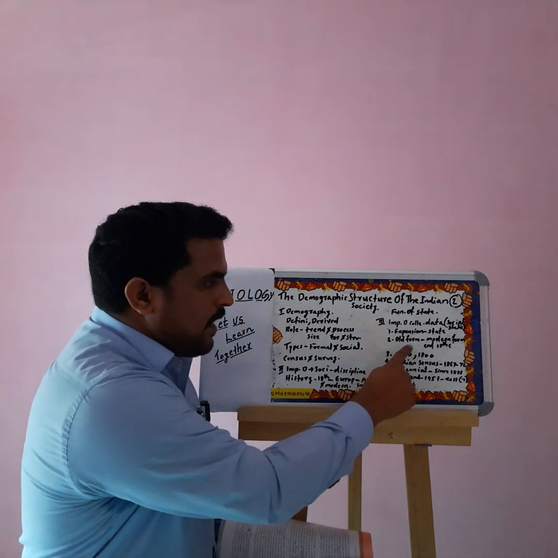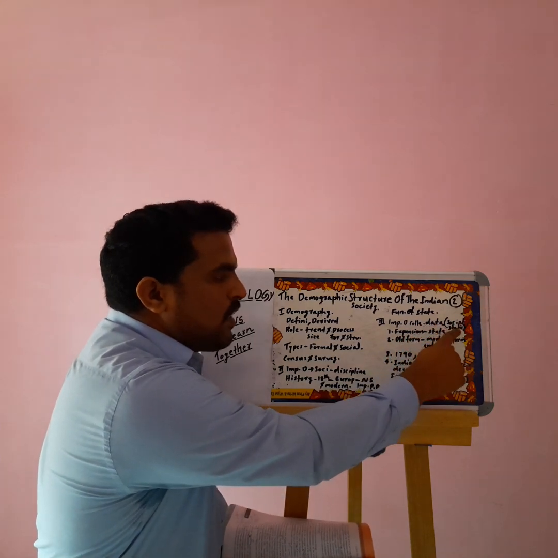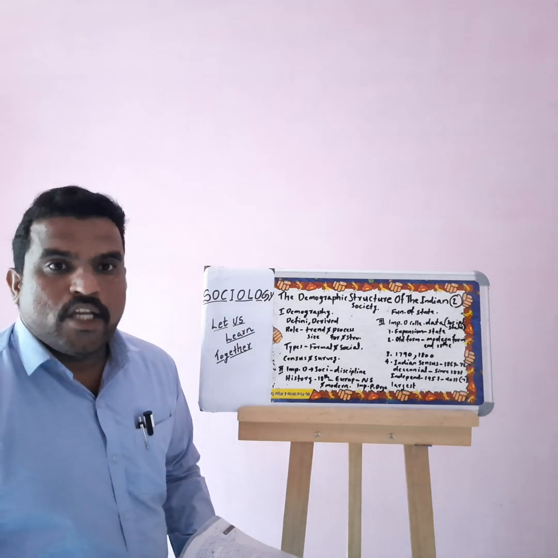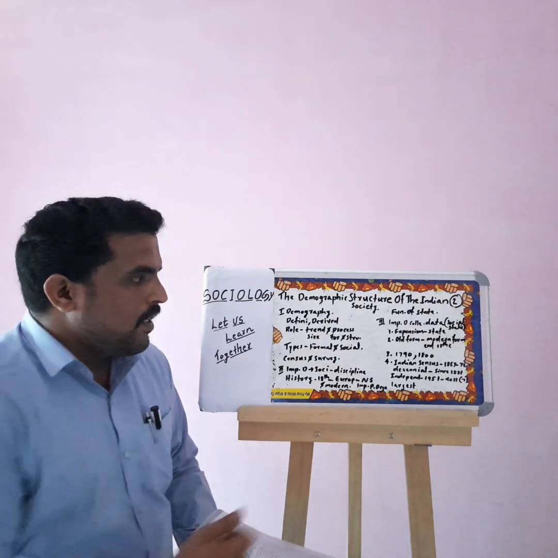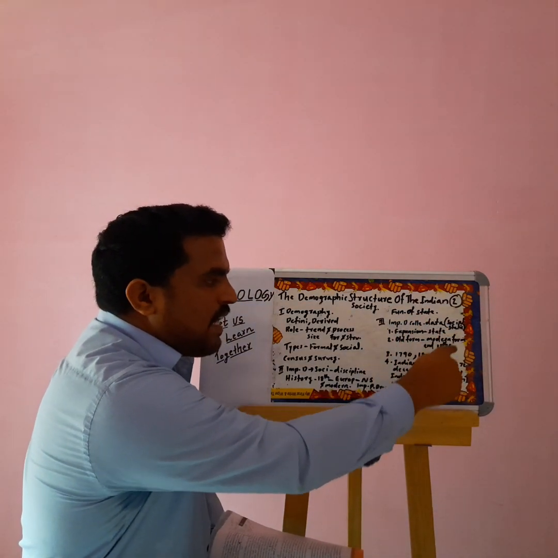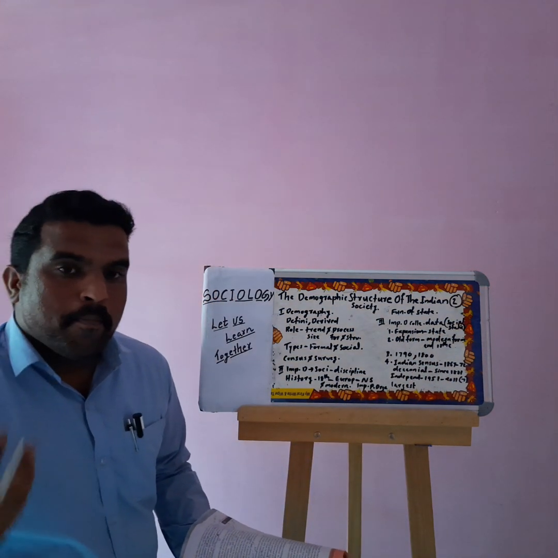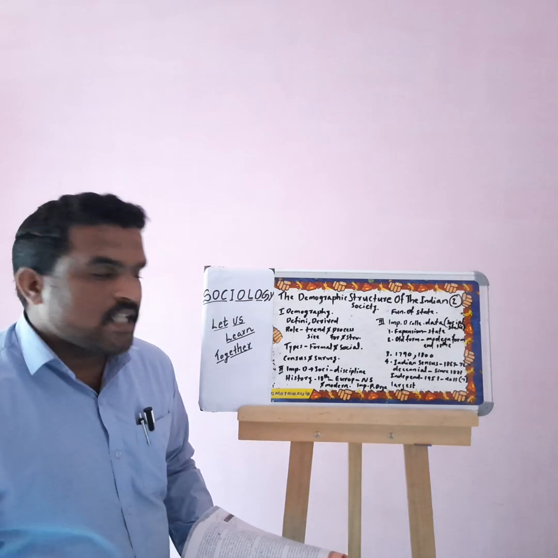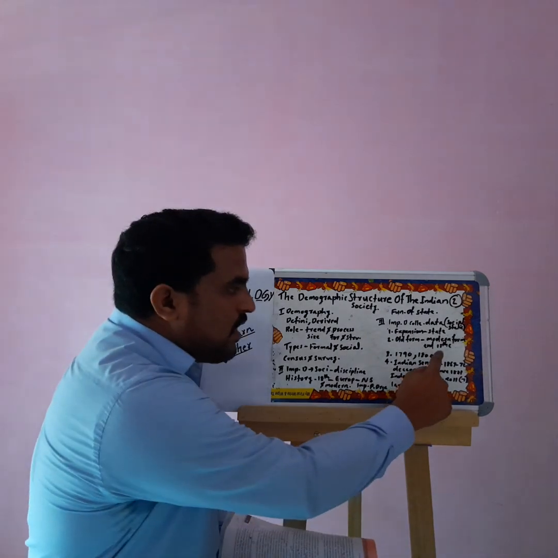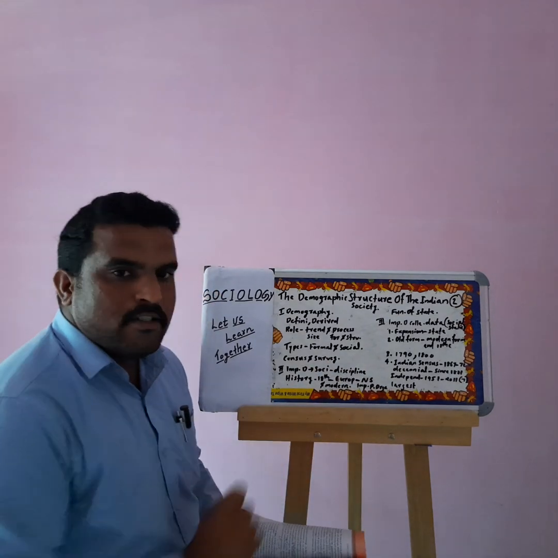Second point, this demographic collection of data, social statistics, has an old form. In the past also, it was there in our society. But the modern form of the collection of demographic data occurred in the end of the 18th century. This is all about this point.